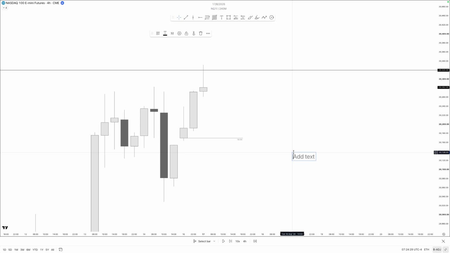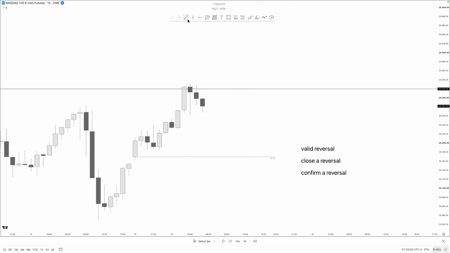So for a valid reversal, we need to see price or candle close a reversal, which in this case it did, because look how we wick and close back inside. However, this is not valid because we did not confirm a reversal inside this H4 candle. We can see this more clearly by looking on the H1. See how order flow is still bullish in this case. So this is 2 a.m.